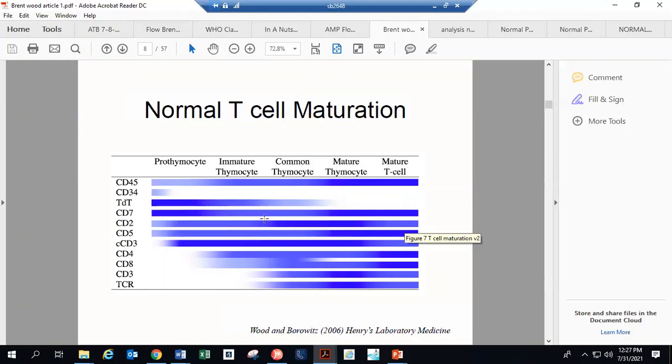CD7 is like an overall marker. CD2 will come a little later, and will not be dim or negative in the case of the early forms. CD5 will be dim or negative in the early forms, and will become higher in mature T cells as they mature. Cytoplasmic CD3 is dim and then comes in the other immature forms, and then cytoplasmic CD3 vanishes or decreases. As we were talking about initially, they are double positive for CD4 and CD8, and then they become lineage specific. CD3 is more of a surface marker, present in the later stages, as the T cell receptor.